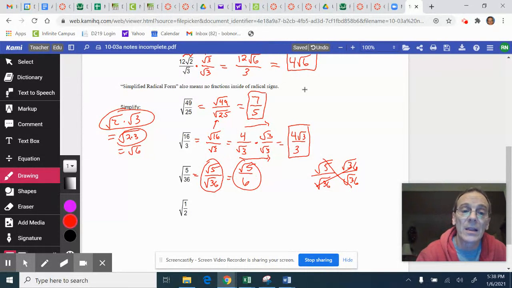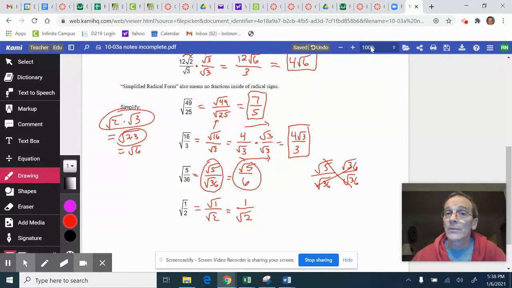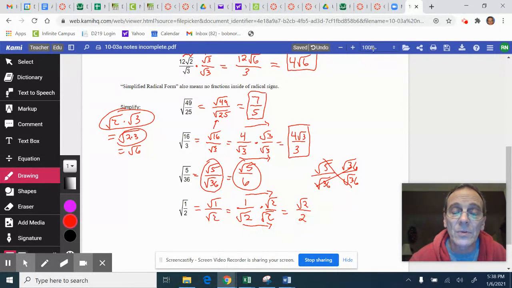So this is done. Last one. Square root of 1 over square root of 2. Please, please do not leave the square root of 1 as the square root of 1. That is not simplified. The square root of 1 is 1. Okay, but don't leave your answer like that either, because we got a radical sign in the denominator. So now we multiply by square root of 2 over square root of 2. Multiply straight across. We get square root of 2 in the numerator. Square root of 2 times square root of 2 is a whole number 2 in the denominator. And that doesn't simplify anymore. And we're done. Okay.